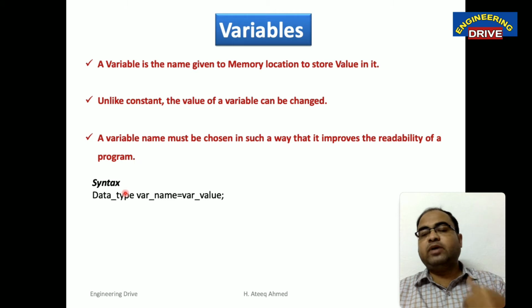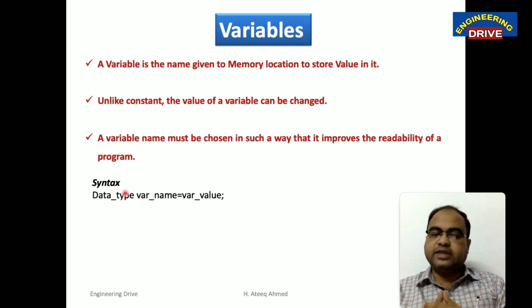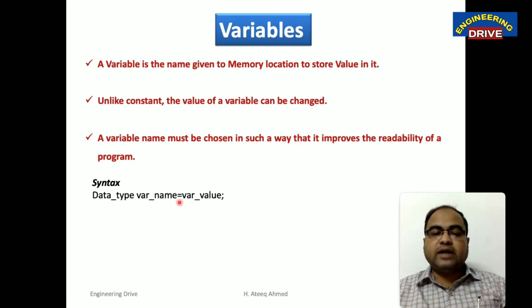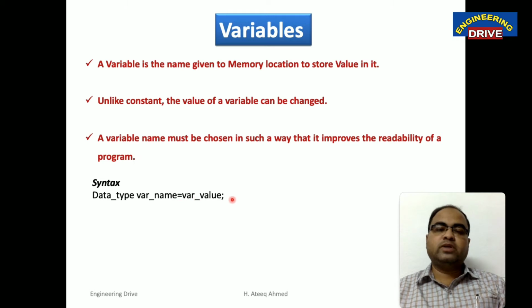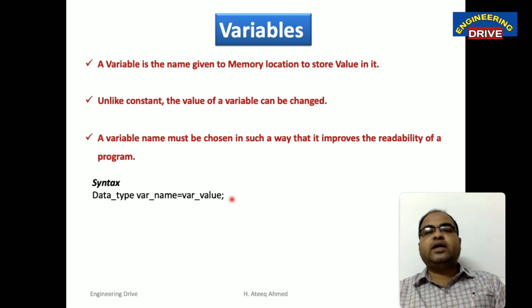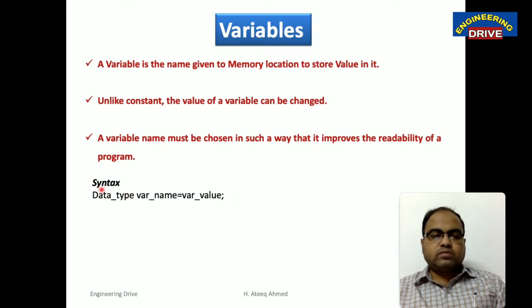What is a data type? In my next part I am going to discuss with all of you the different types of data types supported by the C language. So this is the data type. Next, the name of the variable, that is the variable name which you want to use in the program. Then the assignment operator, the variable value, and it should end with a semicolon. So this is the way in which you can make use of variables in our C program: data type, variable name, value.